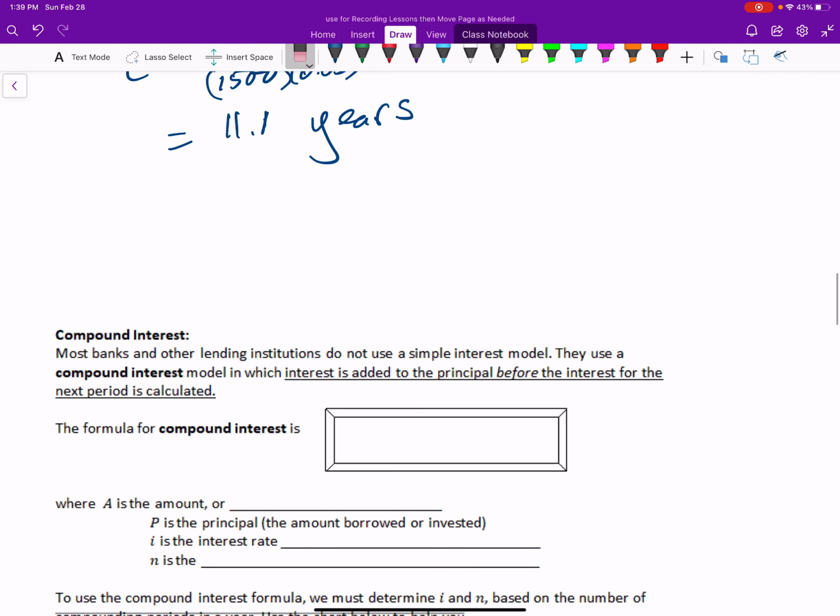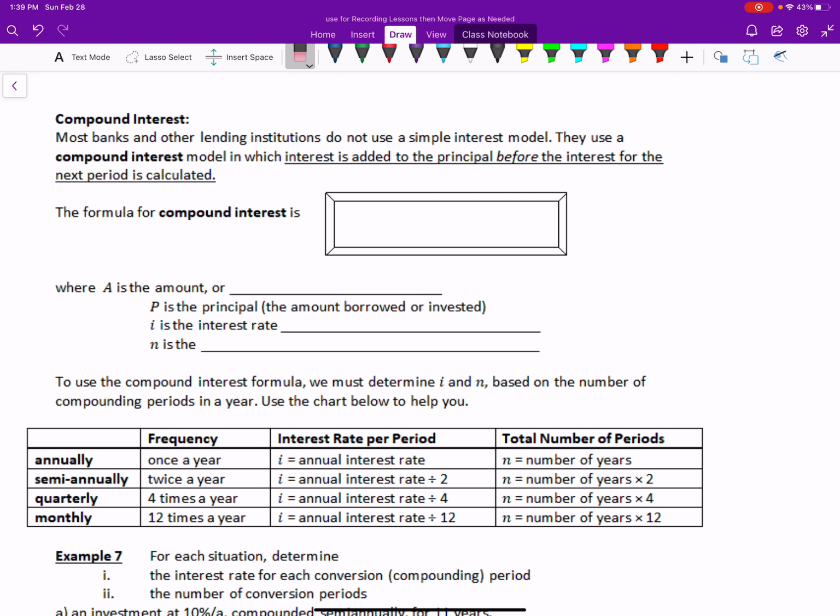All right, so let's look at compound interest. We know what simple interest is now. The main thing is that the interest is always calculated only on the principal. What makes compound interest different is that they don't just add interest to principal, they add interest to other interest that has been already calculated.